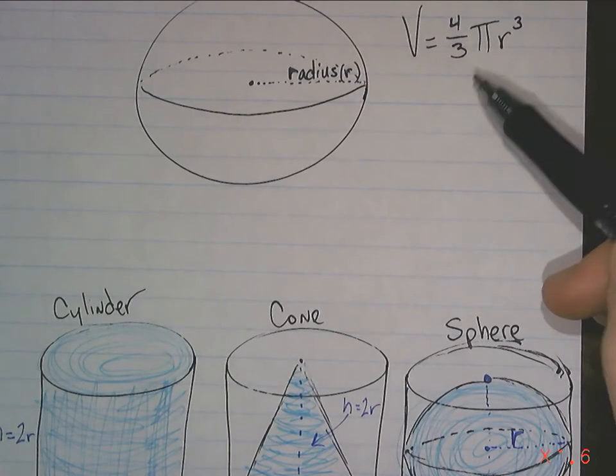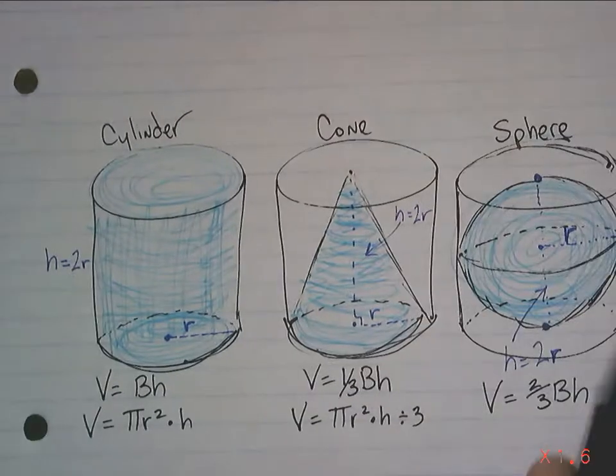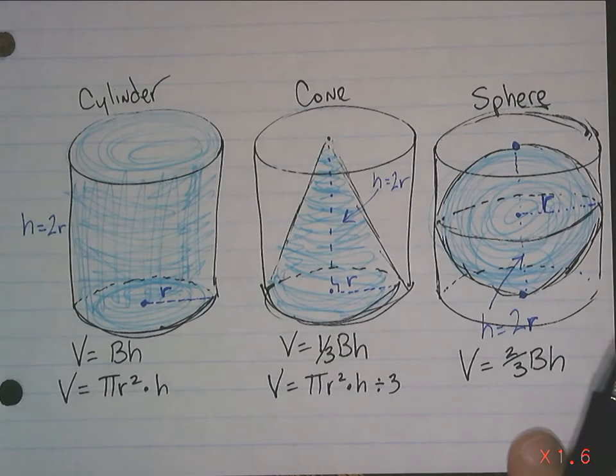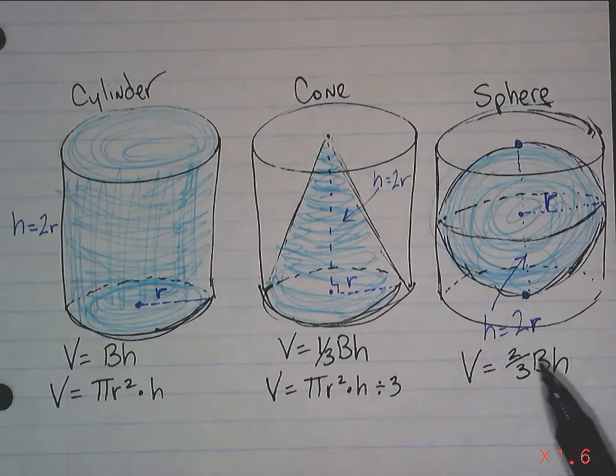even occurs. Where does this come from? Well, this is basically the formula: 2/3 times area of the base times height. That's all it is. You could just go with this formula and be good. But I want to show you where this comes from.